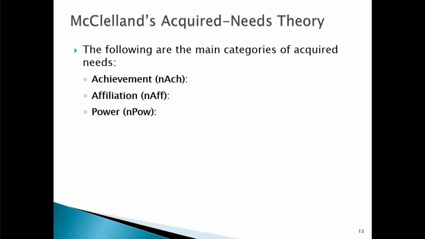Affiliation: people with a high need for affiliation desire harmonious relationships and need to feel accepted by others. So managers should try to create a cooperative work environment for them. Power: people with a need for power desire either personal power, which is not good, or institutional power, which is good for the organization, that provides institutional power seekers with management opportunities.